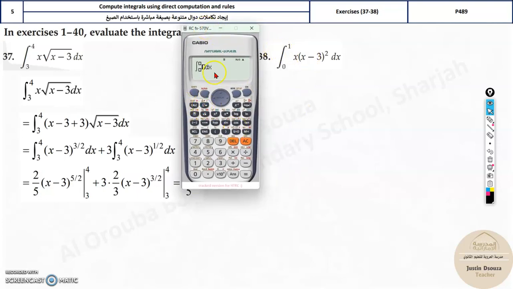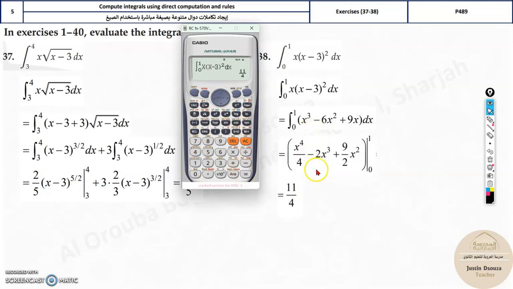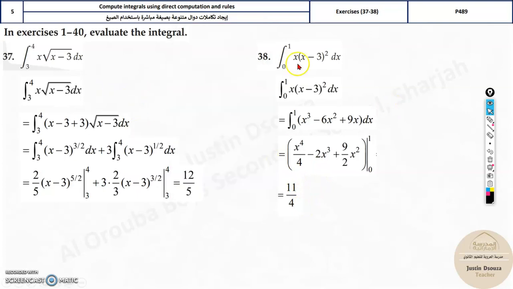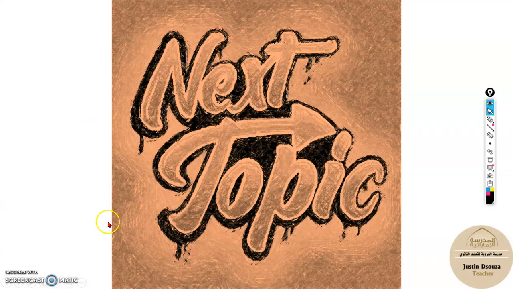Same way over here, just use the definite integral symbol and type the values. X times x minus 3, the whole square, and the definite integral starts from 0 to 1, press equal to, and the answer is 11 by 4. Here it's in fraction form. So this is how you can easily solve definite integral problems. In the next video, we will solve the sixth topic.